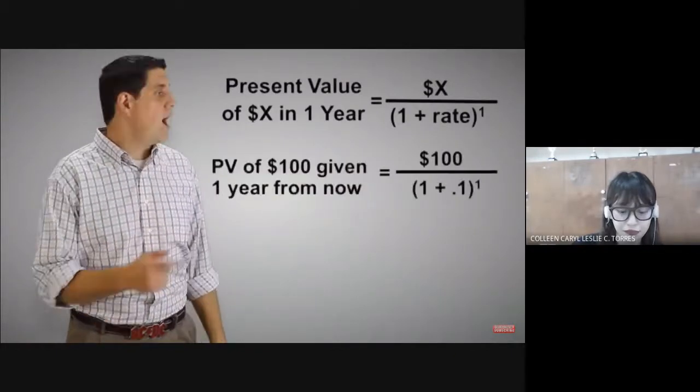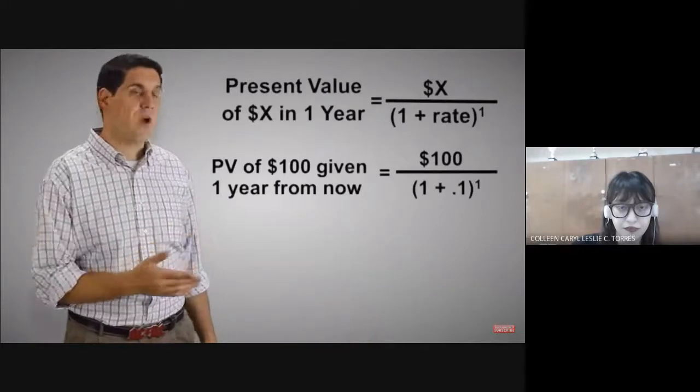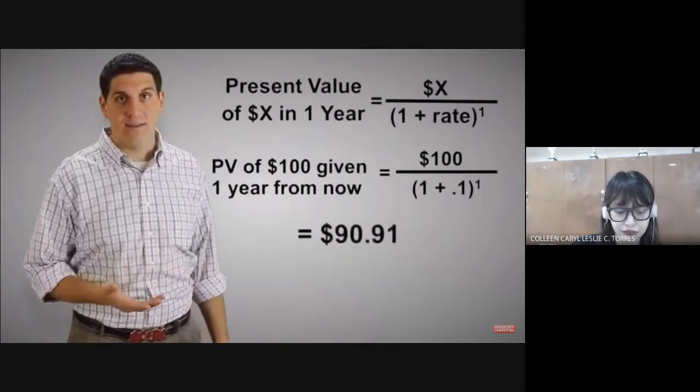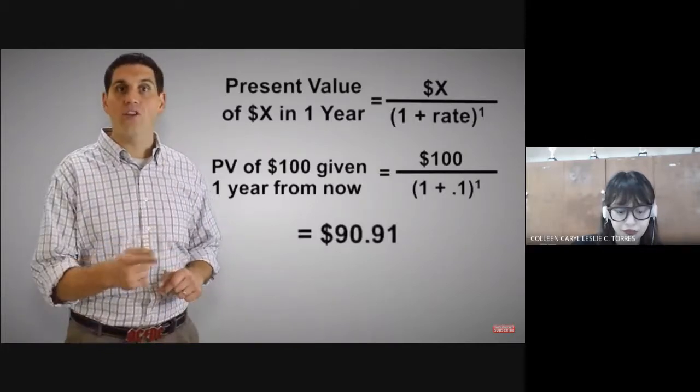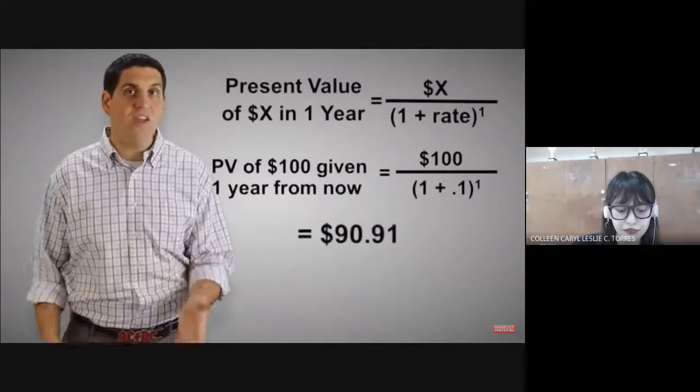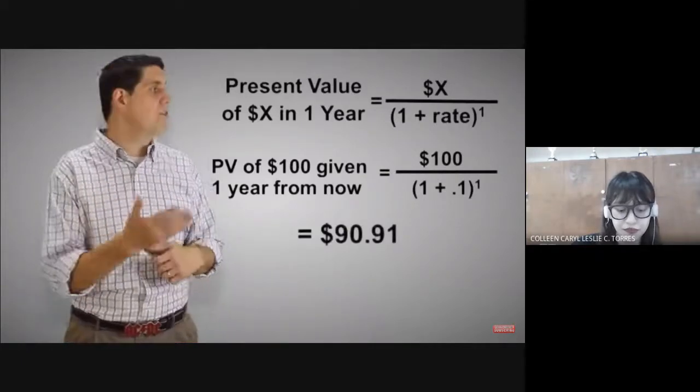The $100 divided by 1 plus the interest rate of 0.1. And that comes out to be $90.91. That's the present value of $100 in 1 year from now, given the fact there's 10% interest. So again, it's clear you should definitely take the $100 today as opposed to $100 in the future.